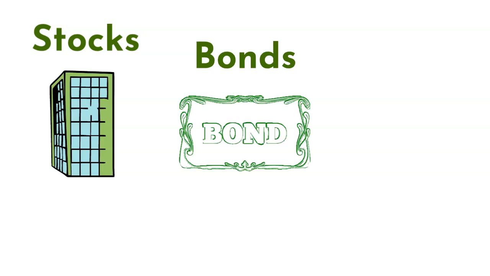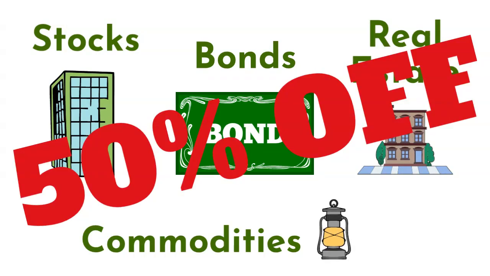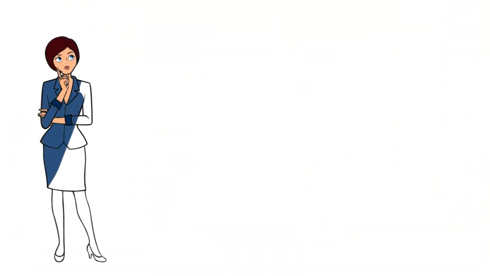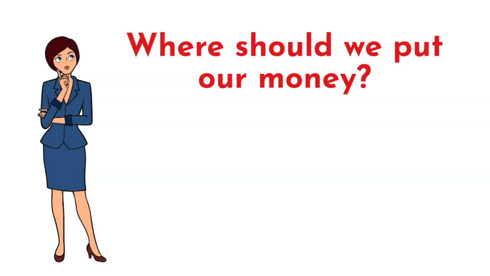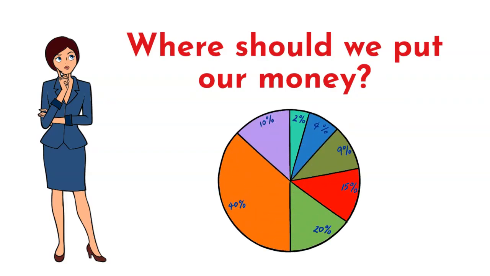Regardless of where you put your money in, stocks, bonds, commodities, or real estate, there will come a day when it loses half of its value. What goes up will come down. So if we will be wrong some of the time, where should we put our money? You have to diversify and spread out your risk based on your strategic asset allocation.